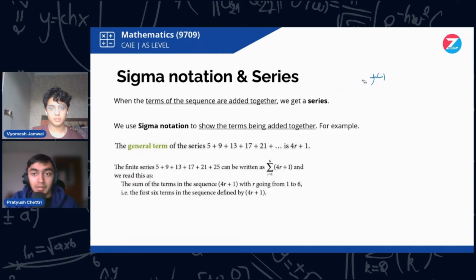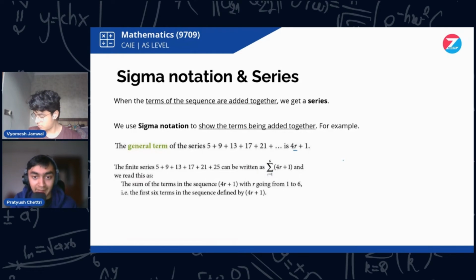Let's look at this example they've given here. This is a series. If we had commas there, it would be a sequence, but since they're being added together, it's a series. And the general term is 4r + 1. They're using r here instead of n, but it's just a variable. It's the number of the term. And when we're adding together a finite number of terms in a sequence, we write it like that.